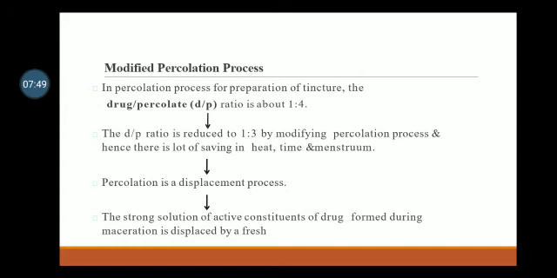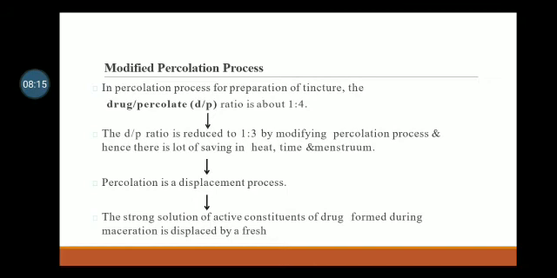In the percolation process of preparation of tincture, the drug to percolate D by P ratio is about 1:4. The D by P ratio is reduced to 1:3 by modifying the percolation process, and hence there is a lot of saving in heat, time and menstruum.